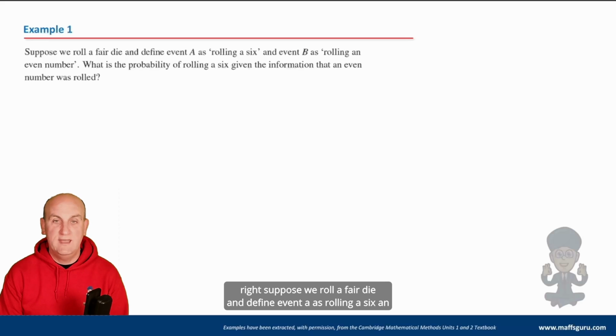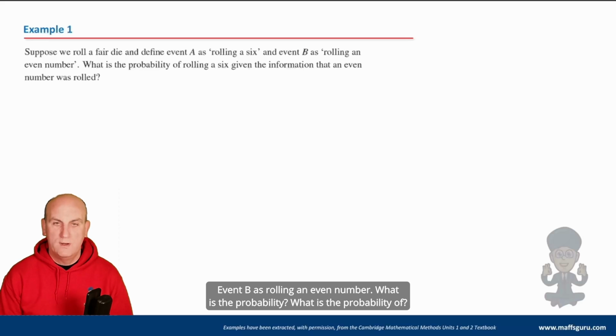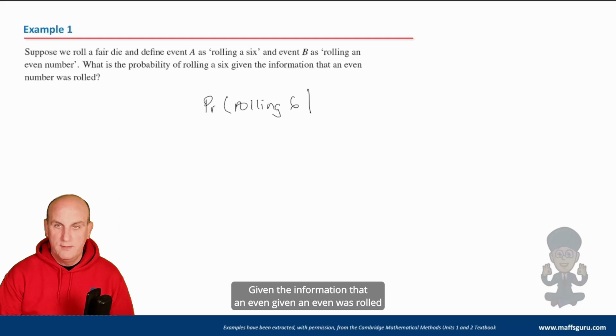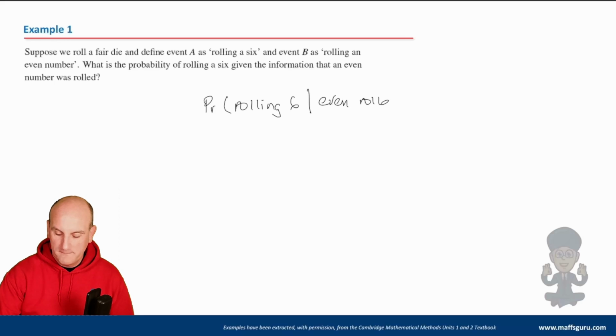Suppose we roll a fair die and define event A as rolling a 6, and event B as rolling an even number. What is the probability of rolling a 6 given the information that an even was rolled?